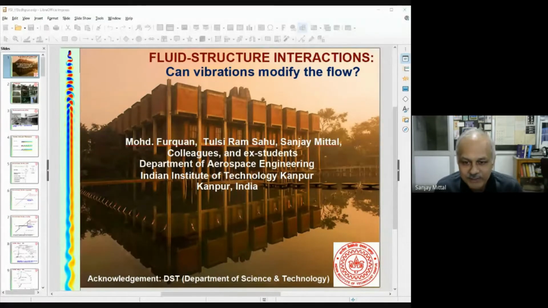Here are some more virtual pictures from IIT Kanpur, some of our very nice buildings, and of course, a lot of birds.